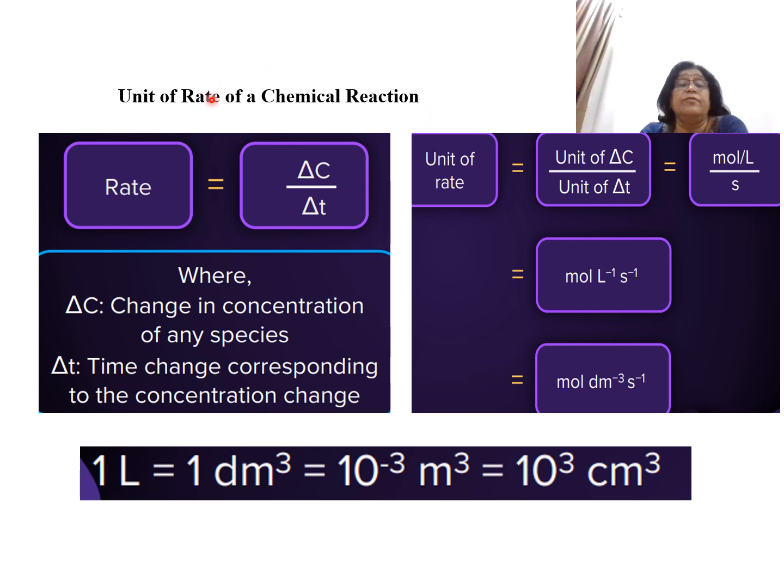Okay, what is the unit of rate of chemical reaction? So rate, we are saying, is a change of concentration with the time interval. Delta C is change in concentration of any species. Delta T is time change corresponding to the concentration change. So unit of rate is what? Unit of delta C upon unit of delta T. Unit of delta C is what? Moles per liter, and unit of delta T is what? Second. So the unit is moles per liter per second. Or we can say moles per dm cube per second, because 1 liter is equal to 1 dm cube, which is equal to 10 to the power of minus 3 meter cubed.